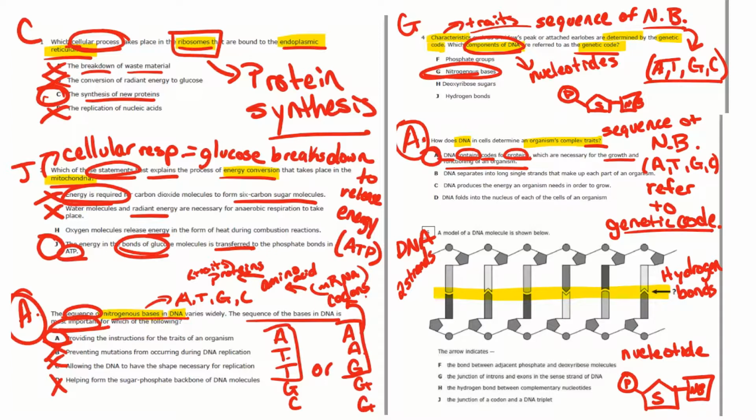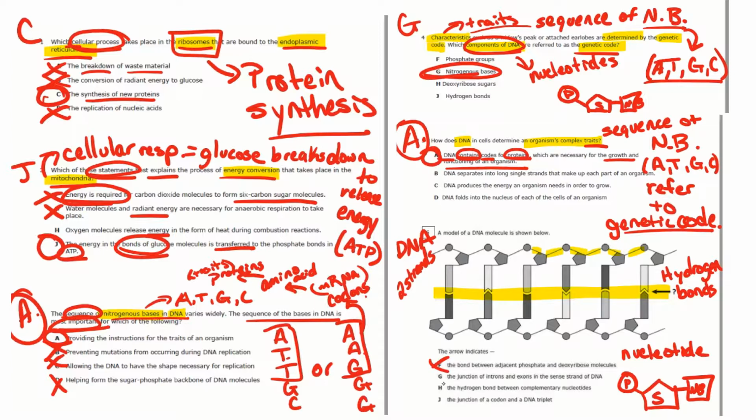Okay, all right, so let's look at our answer choices. The bond between adjacent phosphate and deoxyribose molecules. No, because the phosphate and the deoxyribose molecules are actually these. That's what they're talking about. Okay, so that's not it.